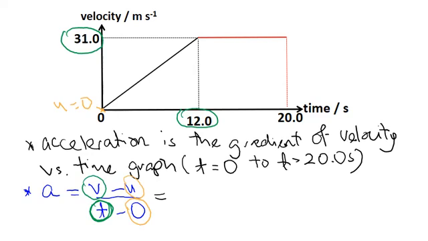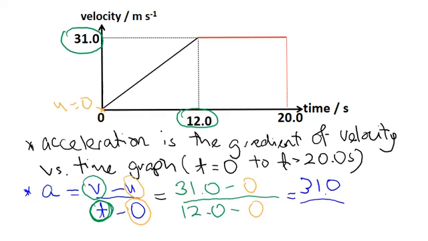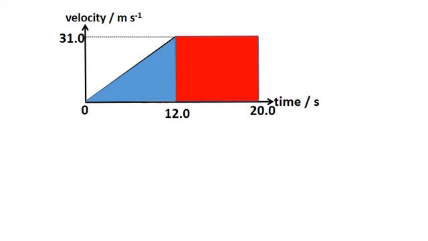So all I have to do next is plug the values into this equation, which gives me 31.0 minus 0, divided by 12.0 minus 0, since the value of u at t equals 0 is 0. What you will obtain is just 31.0 over 12. Plugging this into your calculator, you get 2.58 meters per second squared. This value 2.58 is correct to 3 significant figures. So now let us move on to part B of the problem.